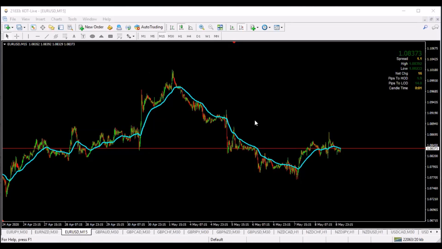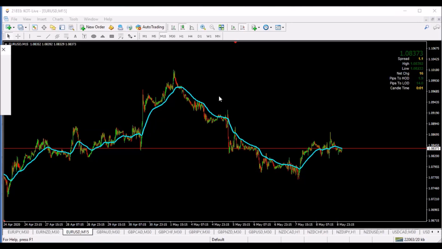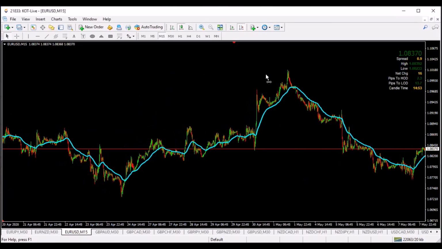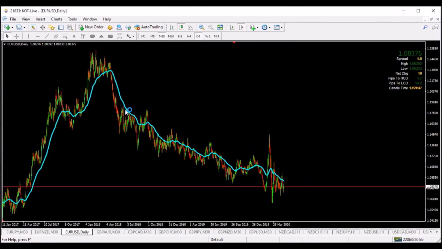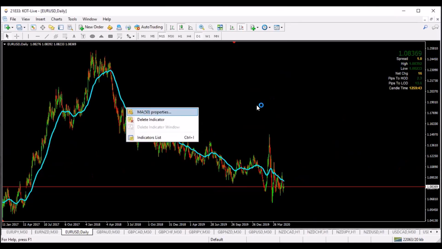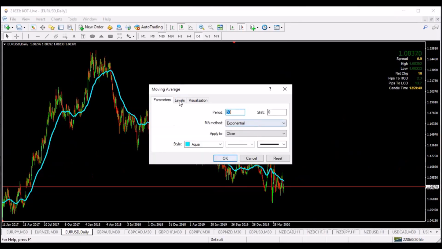So now I've got my 50 moving average on my chart. Let's look at the daily. Let's go back and do a top-down analysis now. That's all you really need to know. You don't need to worry about levels or anything like that. All you're concerned about right now is just the exponential and the close.